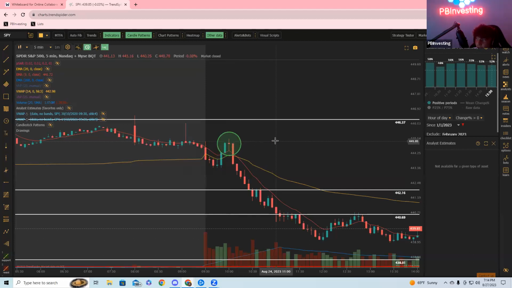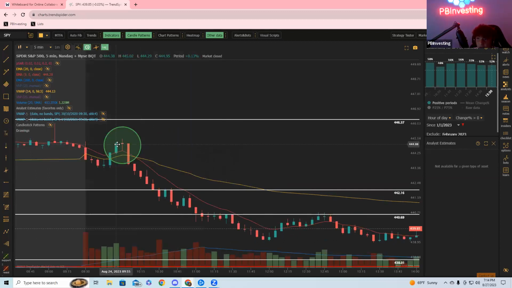This is called a gravestone doji candle. If you see this candle at the top after a little move to the upside, that means we're probably going to reverse. So when you see a candle like this, especially after a nice little dollar move up, be careful of your longs and sell.